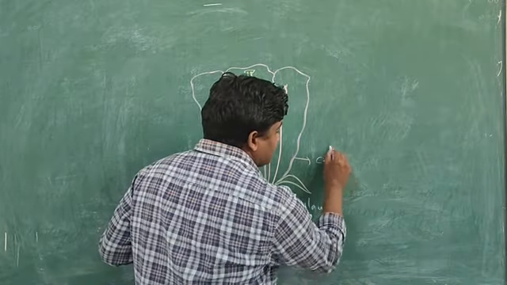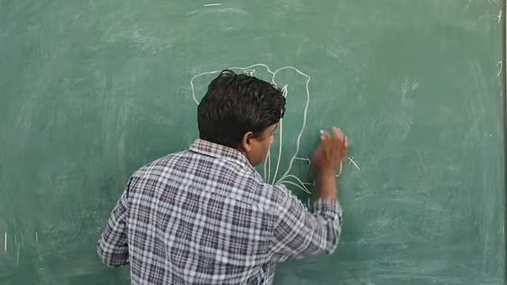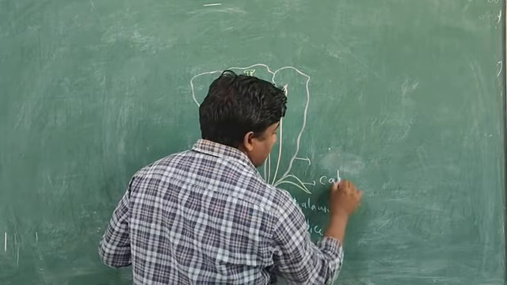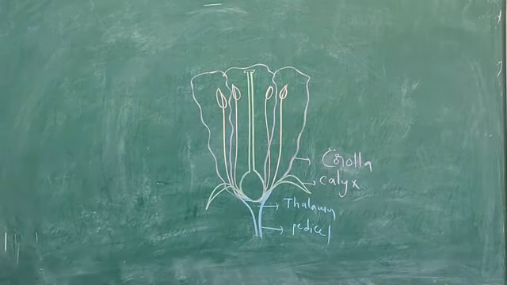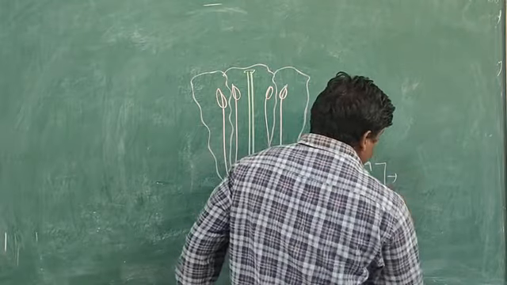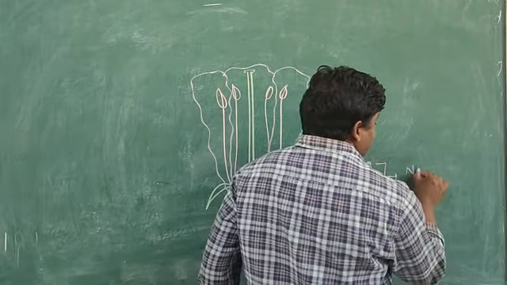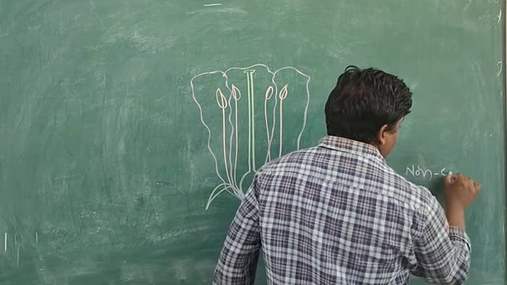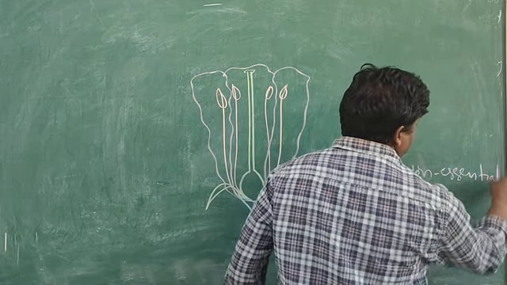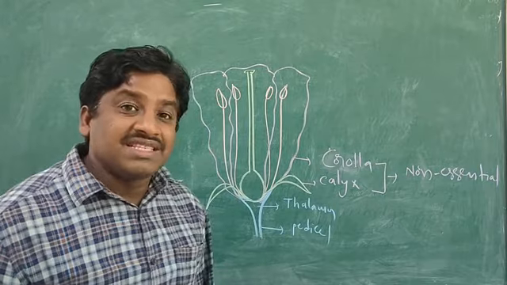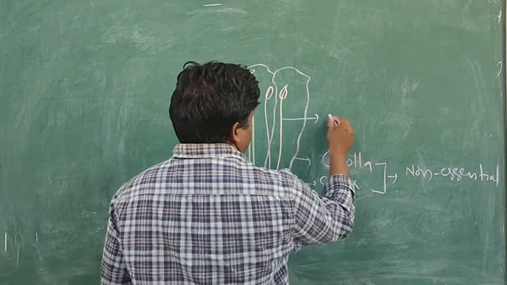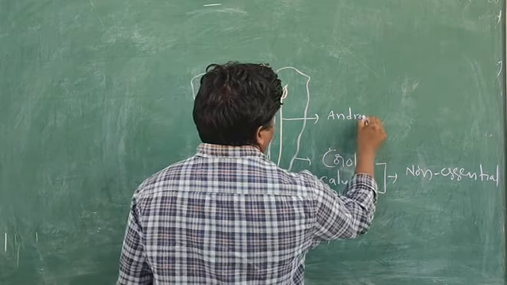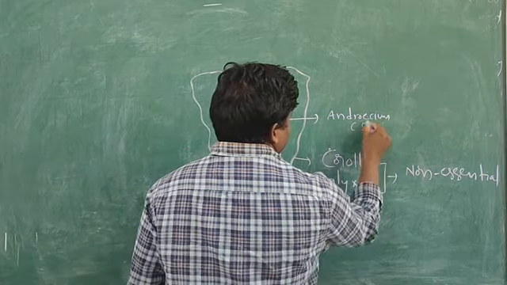So this calyx and corolla, both we call non-essential organs. These are also called accessory organs. And these stamens, that means androecium. Androecium means here stamens.